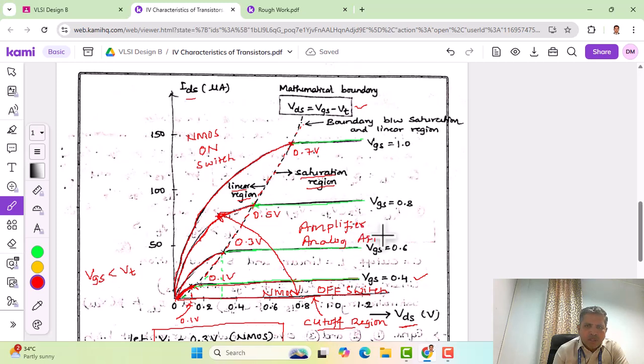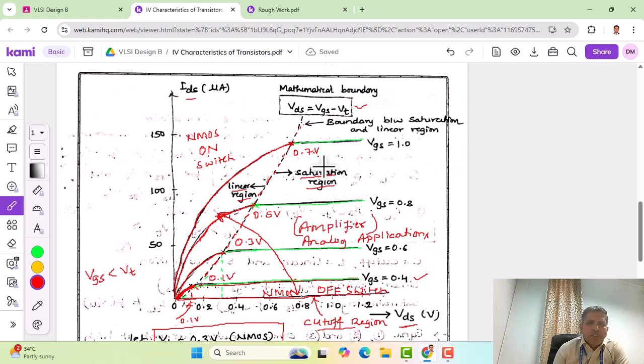All analog applications. Examples are amplifiers, phase locked loops, timers, and multivibrators. All these applications we can develop from the analog application point of view.